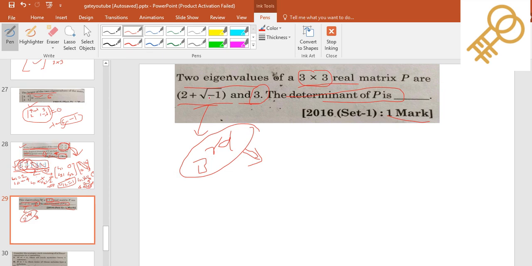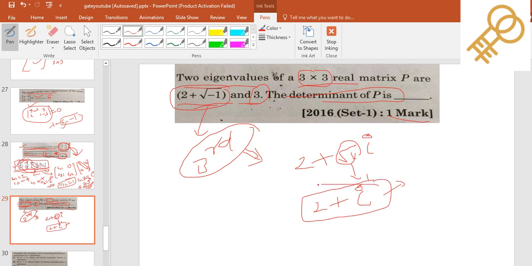So you see here you will get 2 plus i, right? If this is one eigenvalue, definitely you will have another eigenvalue like this. So we have found the 3 eigenvalues: that is 3, and 2 minus i, and 2 plus i.